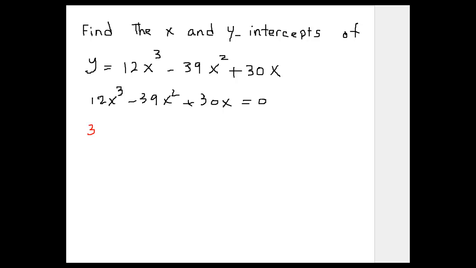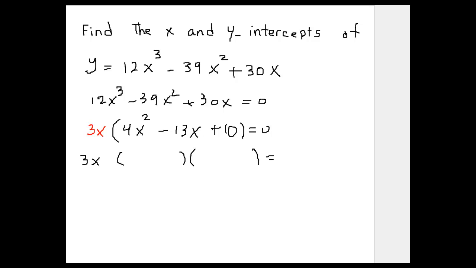If I factor the 3x out, what times 3x gives me the first term, 12x cubed? That would be 4x to the power of 2, minus what times 3x gives you 39x? That gives you 13x. And what times 3x gives you 30x? That would be plus 10. Okay, so now we need to move on and factor this again.